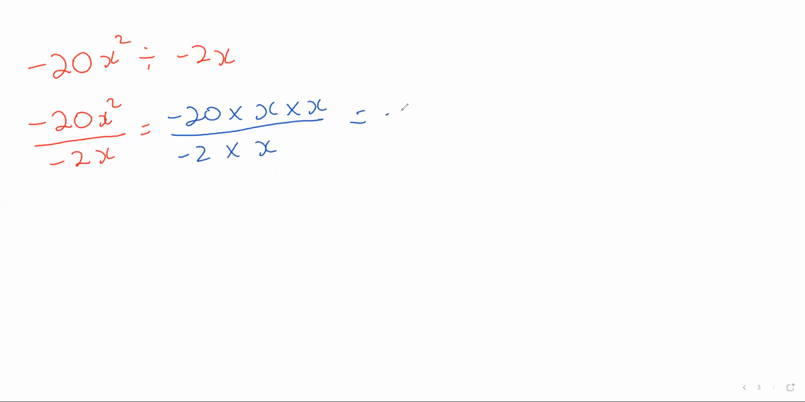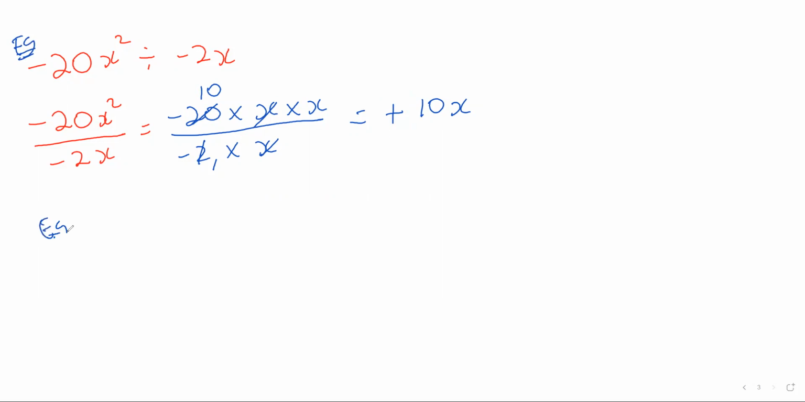So let me deal with the signs first, right? Good to go with that. 20 over 2. 2 into 2, 1. 2 into 20 is 10. So we have 10 here, right? And then now x squared over x. One of the x cancels off, so it is positive 10x. We know the positive is understood. We don't need to write it, but we could write it if you want, right? This is how simple this is.